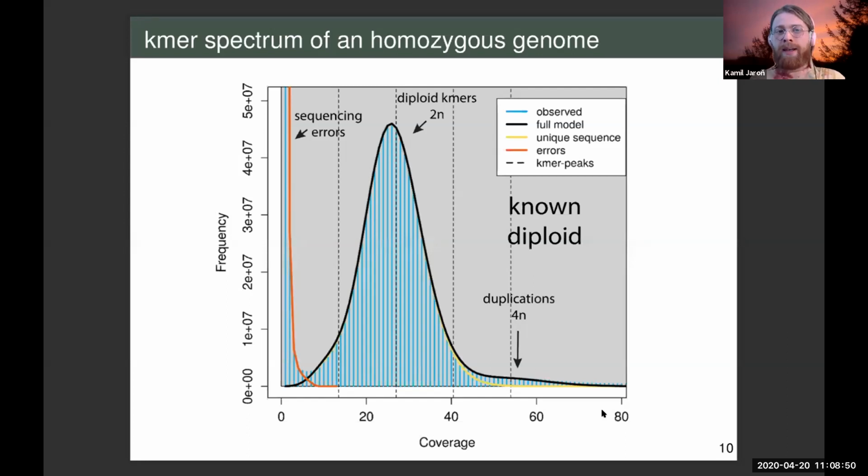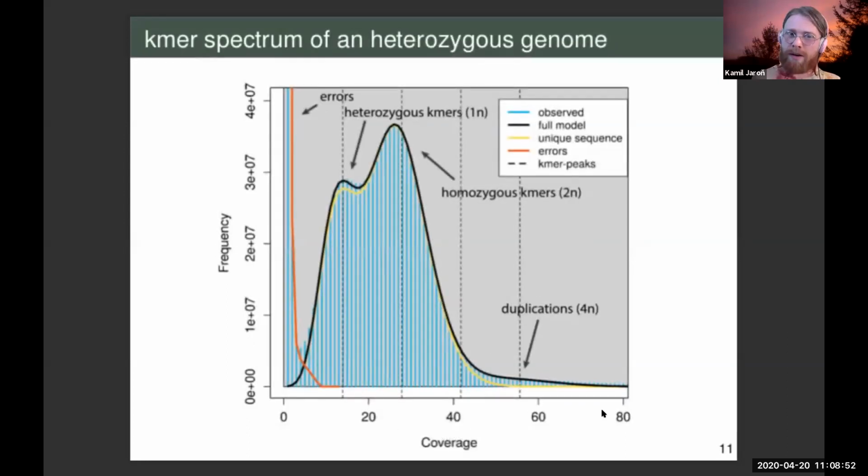So if we add heterozygosity to a diploid Kmer spectrum, we just get a second bump over here. So these heterozygous Kmers are in a single genomic copy, while the homozygous Kmers are those that are in double coverage, so in 2n copies, and then again we still have the duplication bump, etc. And so you can already see that comparing the size of the heterozygous Kmer distribution versus the homozygous Kmer distribution can give us some insights about the heterozygosity of the genome. And this was done.